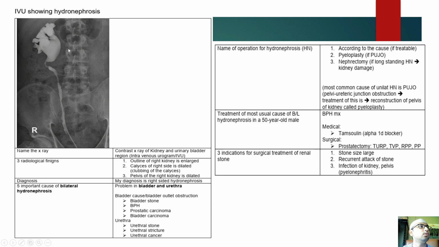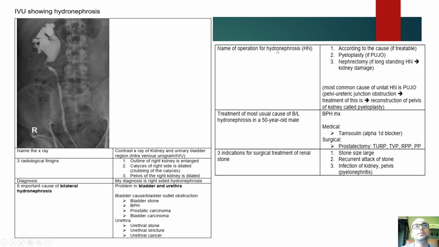Okay. So what will be the problem? The problem may be in the bladder and urethra. So there is outflow obstruction, and due to outflow obstruction, the pressure effect goes to the proximal portion, and the ureter, kidney and pelvis will be dilated. That's why. So there are 5 important causes of bilateral hydronephrosis. Very important: bladder stone, benign enlargement of prostate, prostatic carcinoma, bladder carcinoma. In case of urethra: urethral stone, stricture, cancer, and some ureterectomy can be done.